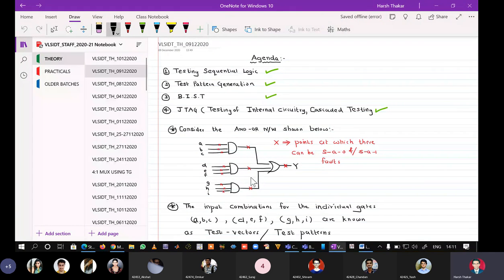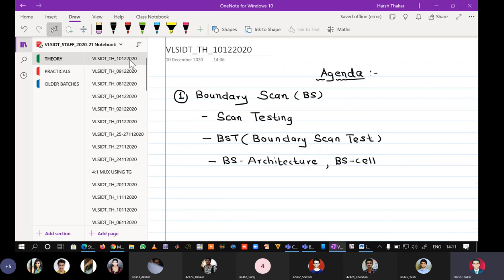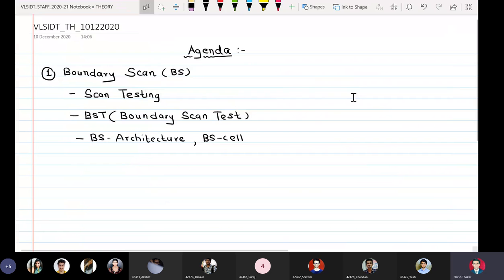we studied about testing sequential logic, test pattern generation, BIST, built-in self-test, and at the end we discussed some figures explaining how testing of internal circuitry is done using JTAG. Our discussion ahead today is about boundary scan, abbreviated as BS: scan testing, boundary scan test, and BS architecture or BS cell. Okay, so these are all concepts.